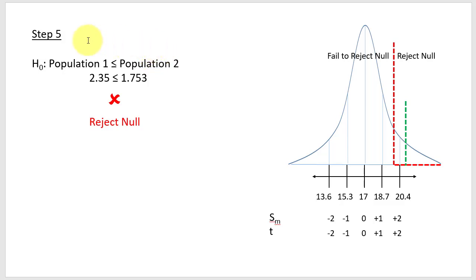Hopefully by now you understand that we're talking about sample t-scores or z-scores compared to cutoff t-scores or z-scores. So we plug in our t-score for our sample, which is 2.35. Then we plug in our cutoff t-score that's based on the comparison distribution of 1.753, where we said that we would reject or fail to reject the null hypothesis. And we ask this question: is 2.35 less than or equal to 1.735? The answer is no. So if this is not true, then we reject the null hypothesis.